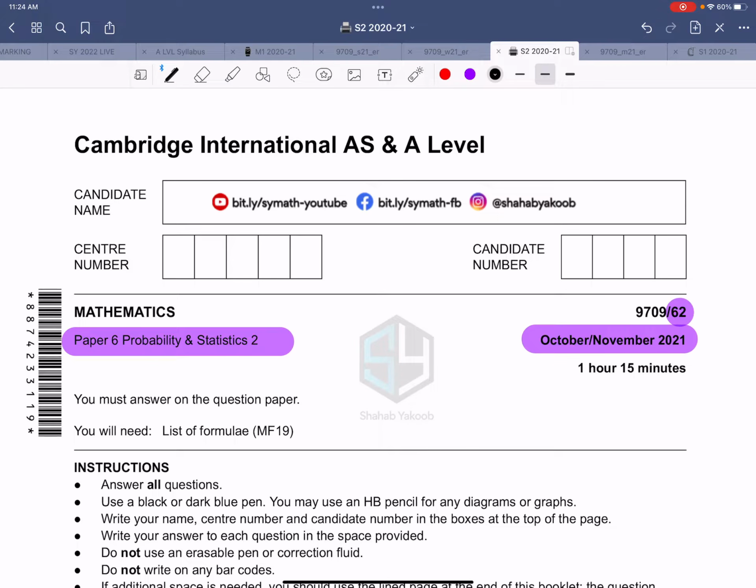Statistics 2, S2 that is, November 2021, variant 62. Let's get started right away.